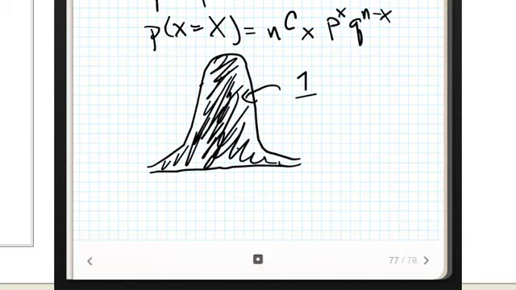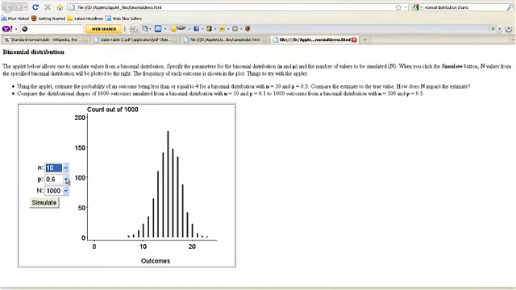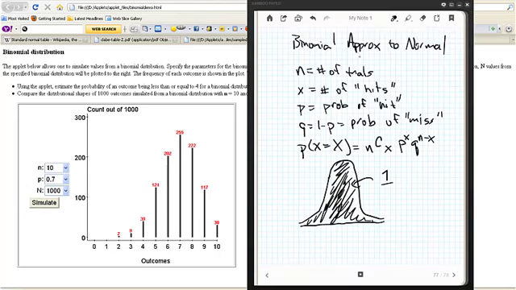This is not. However, if I add up all these values, remember when I did it before, what did I do? I did 10, and I did 0.7, and I did it 1,000 times. If I add all these values up, I get all 1,000. All right? I get all of the possible combinations that could have happened. Okay? So what we have is an approximation to the normal curve with this guy.